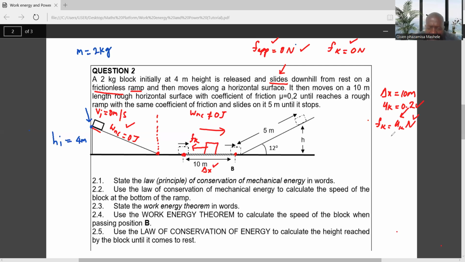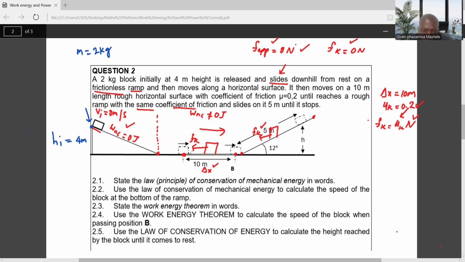Until it reaches a rough ramp with the same coefficient of friction and slides a distance of 5. So still from this point to this point, there is frictional force also. And this frictional force is still having the same coefficient of friction. The coefficient of friction from here and there are the same. It does not mean that the frictions are the same. It's just the coefficient of friction. Mu is 0.2 also there. And it slides 5 meters until it stops.